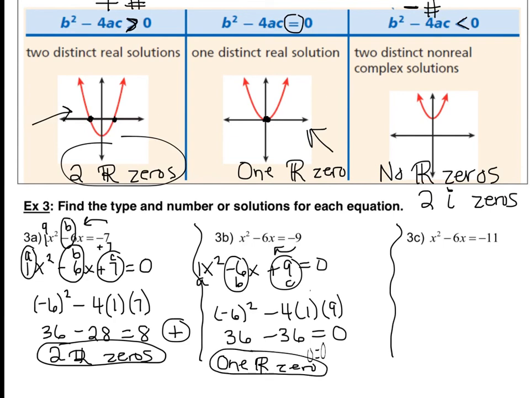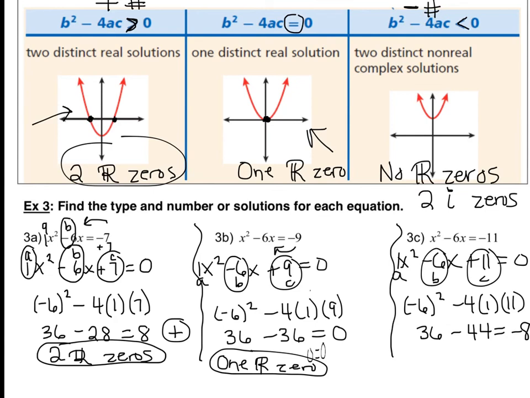Last, figure out 3c. In 3c, we got negative 8 for the discriminant, which is like this third kind. We have a negative number. That means we have no real zeros. It means we have 2 imaginary zeros. They are floating. That's it.